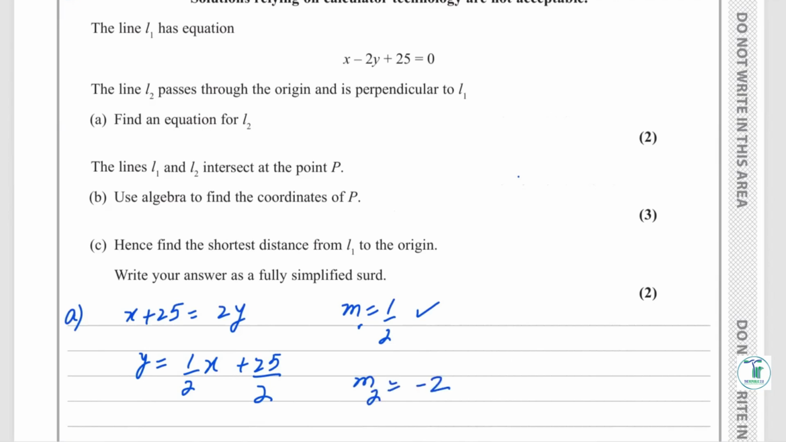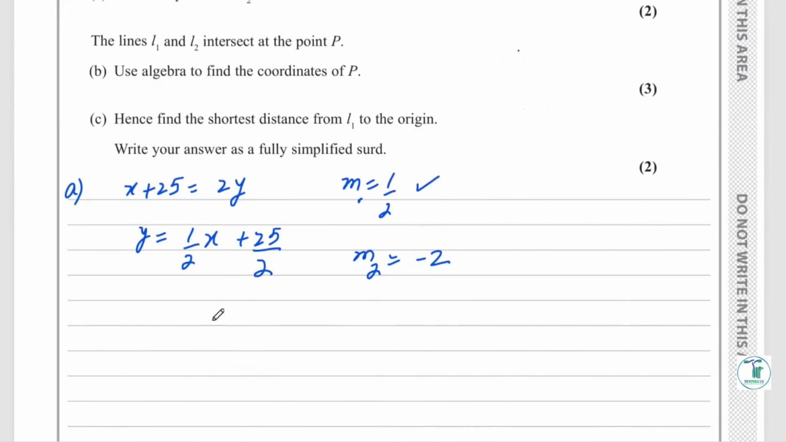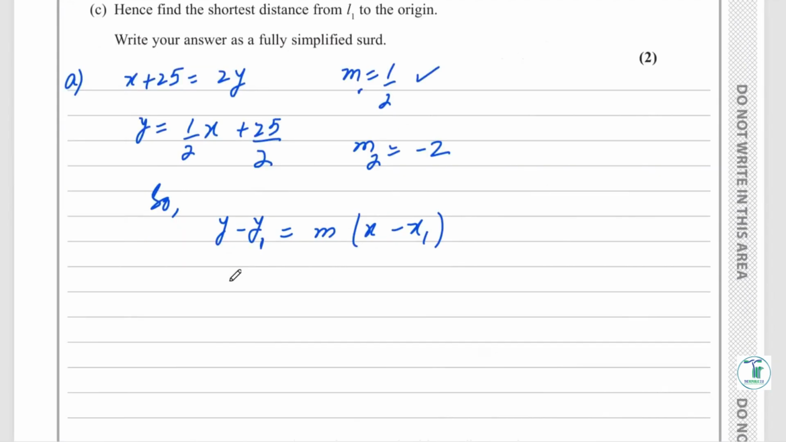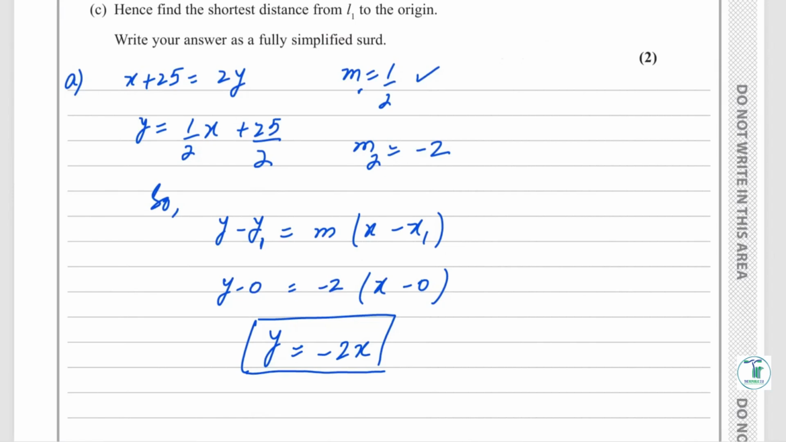So you've got the slope, and now you can easily get the equation by using this form: y minus y1 equals m times x minus x1. Since it is passing through the origin, y take away 0 equals negative 2 times x minus 0. So y comes out to be negative 2x. That is how you'll get the equation of L2.